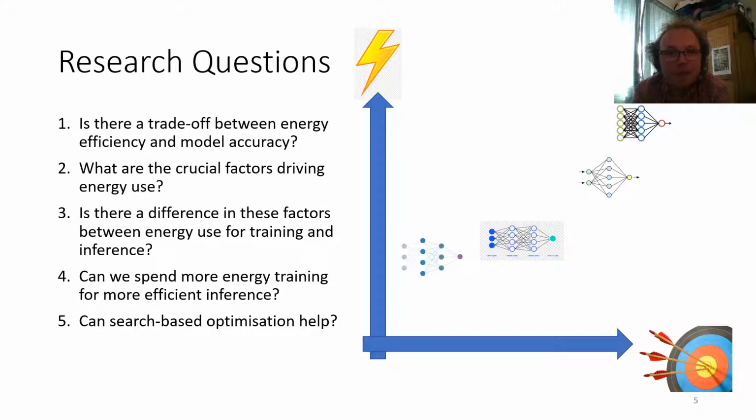Can we spend more energy training for more efficient inference? That'd be really helpful for things like embedded devices or remote sensors, mobile devices, where we want very efficient inference with the final model. We might be able to invest a lot of effort in training that model before it's deployed to get that. And can we make this hyperparameter search more efficient by using search-based optimization?